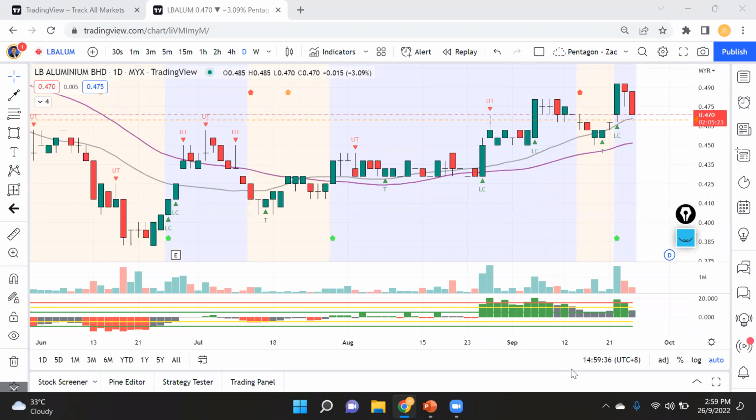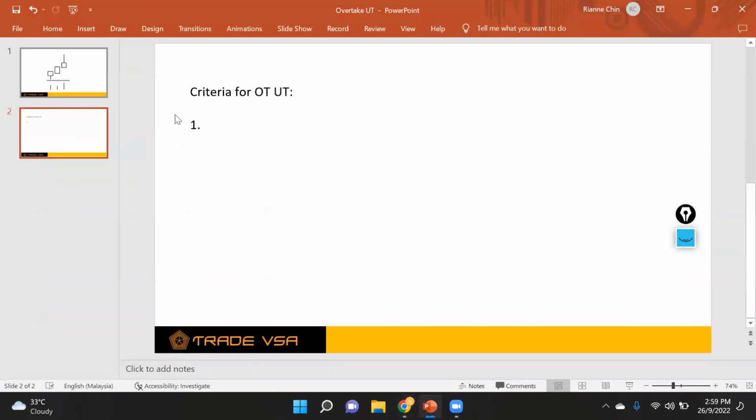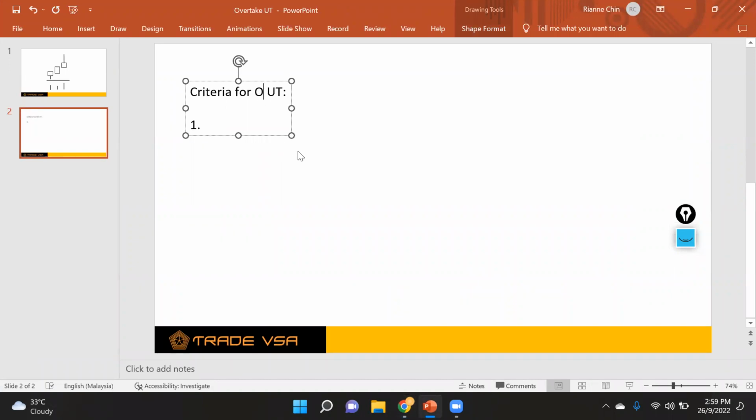All right, so we're going to start sharp at 3 p.m. and today I will cover more about OTUT. Technically, OTUT means overtake upthrust. I don't have any slides up, but I will go through with you some of the things that you can check later on by using OTUT, the overtake upthrust.